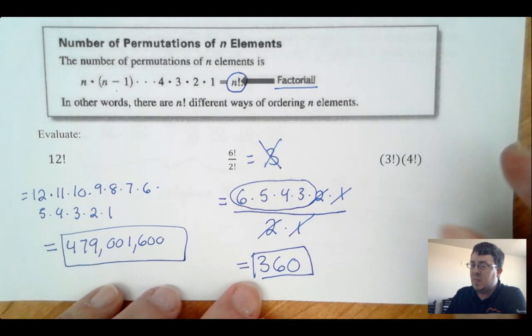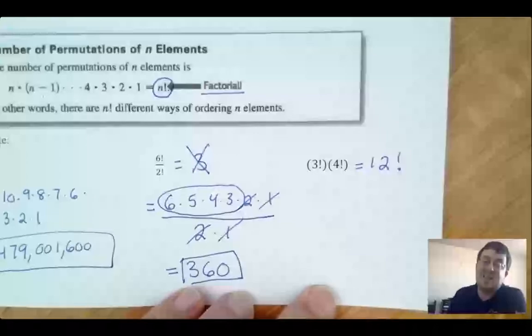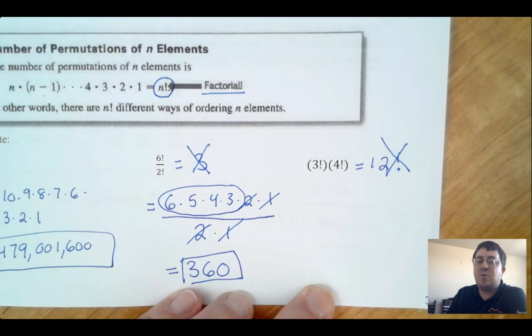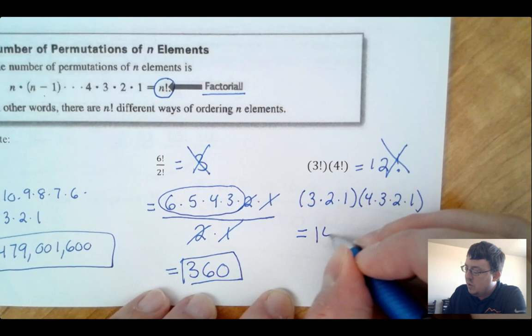And then lastly here, you might think, hey, 3 factorial times 4 factorial, that's 12 factorial. Dr. McJunkin already did that one for me. I know the answer. Not true. Let's be careful with these again. 3 factorial represents 3 times 2 times 1. 4 factorial represents 4 times 3 times 2 times 1. And if you multiply all that together, you get 144, which is much, much smaller than 12 factorial was.